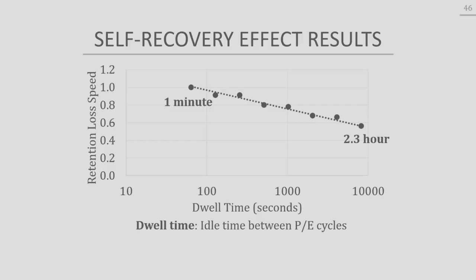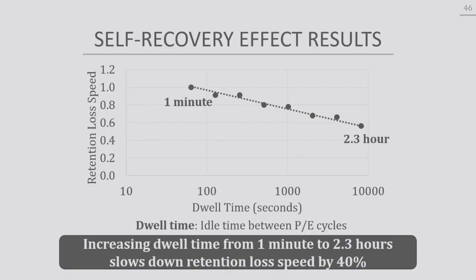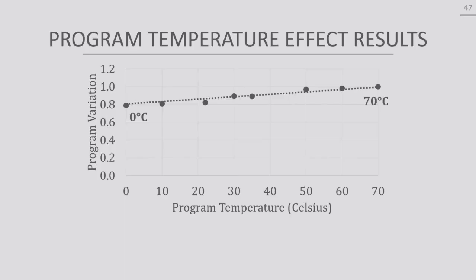So first is the result for the self-recovery effect. The x-axis is the dwell time, and it's essentially correlated with how much self-recovery you have on the flash cells. And the y-axis is retention loss speed. The result shows that increasing the dwell time from 1 minute to 2.3 hours will slow down the retention loss speed by 40%. And this is quite a lot of reduction.